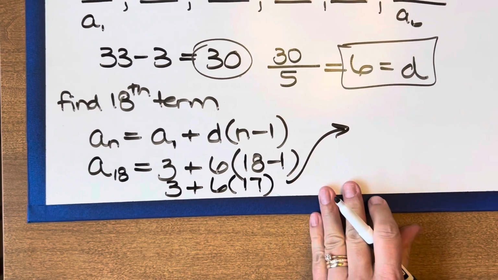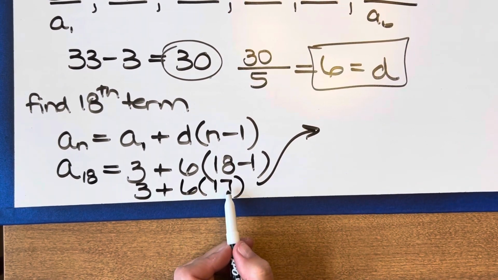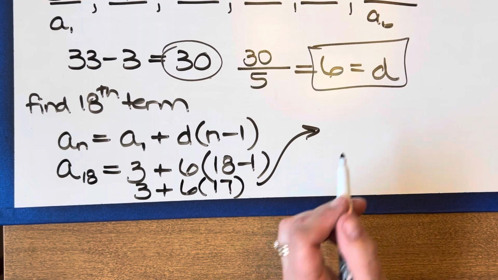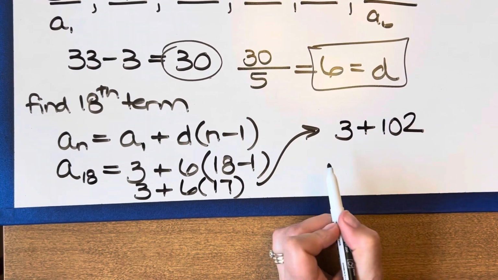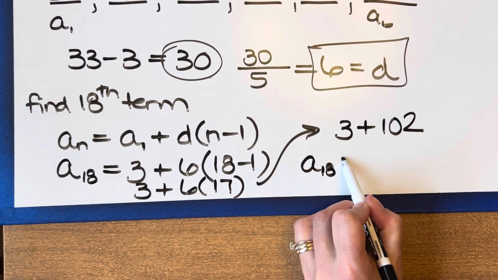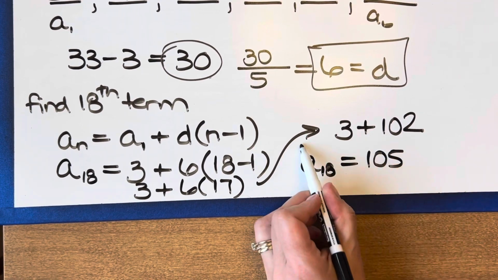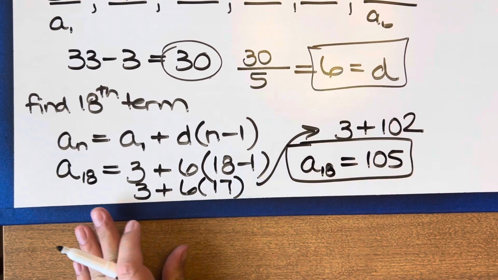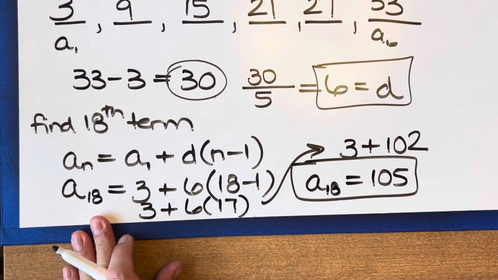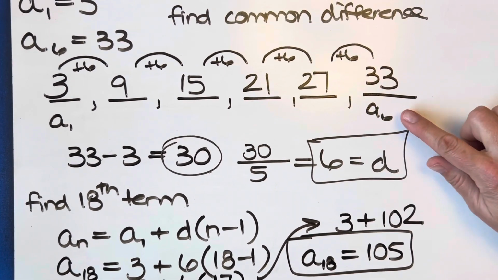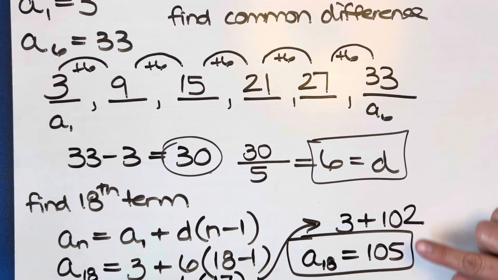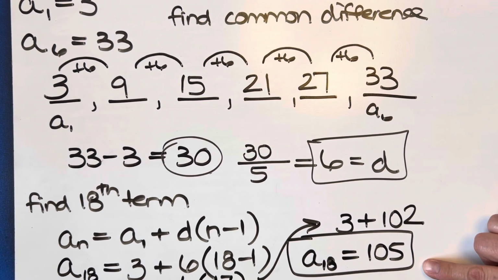I'm going to move up here. So 6 times 17 is going to give me 102. So I now have 3 plus 102. So my a sub 18 is 105. And I am not 100% sure, I could have made an error, but given that I'm adding 6 every time and my 6th term was 33, 105 seems like a reasonable amount for getting between my 6th term and my 18th term.